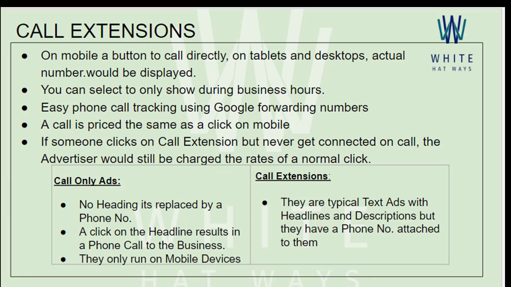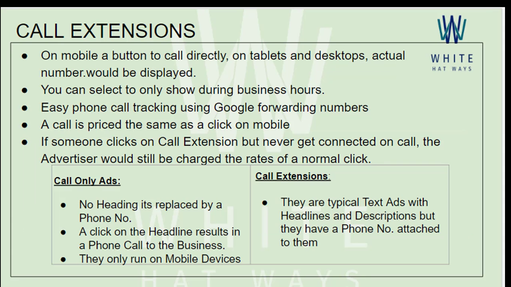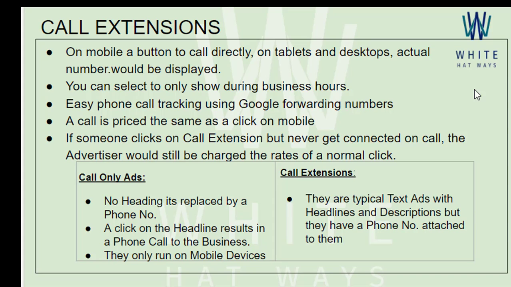Now let's get back on to the slide and see what are the other differences. In case of call only ads, a click on the headline results in a phone call to the business. So when somebody clicks onto this particular number, it will result in a phone call to the business. Now, the third point in call only ads says they only run on mobile devices. While call extensions would be displayed not only on mobile devices but also on desktops and tablets, in case of call only ads, they are only and only displayed on mobile devices.